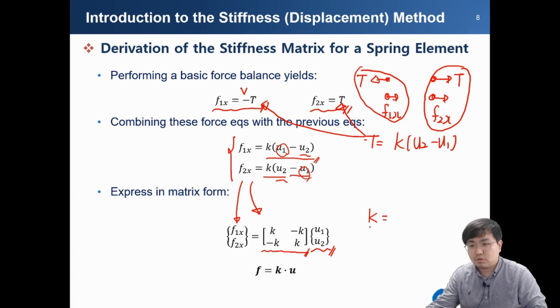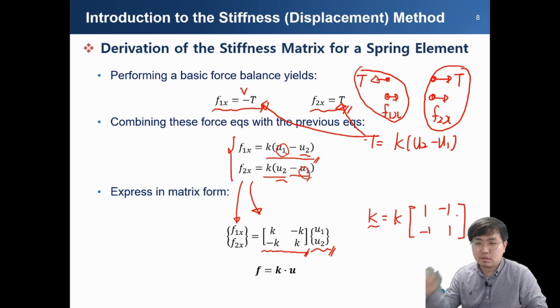Compared to this, sometimes to express the matrix form we can use the underbar line, so the local stiffness matrix is also K, and 1, minus 1, minus 1, and 1. This is a local stiffness matrix of the spring element.